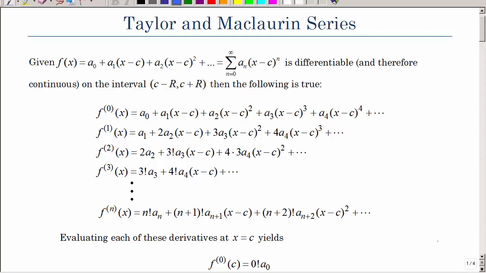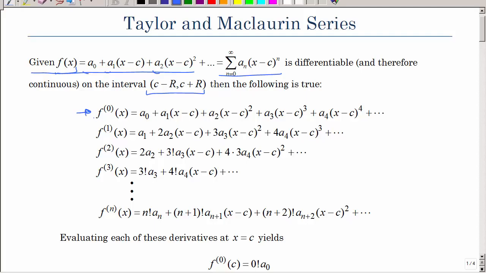Once again, we will be looking at a power series. And the goal of this lesson is to replace our a sub n's of the power series with an equivalent expression, and that expression is going to be in terms of the derivative of this function. I know, that sounds very strange. So let's just start. Given this function, which comes from the power series, is differentiable and therefore continuous on our interval of convergence, then the following is true.